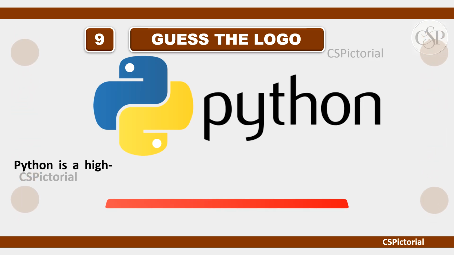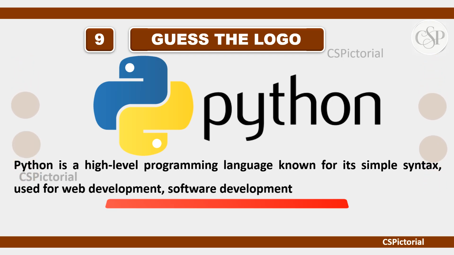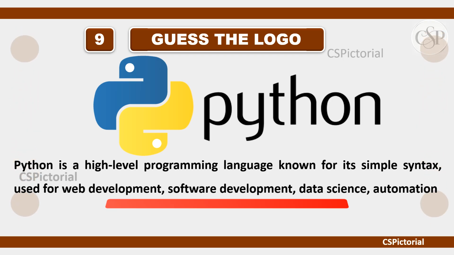Python. Python is a high-level programming language known for its simple syntax and is used for web development, software development, data science, automation, etc.